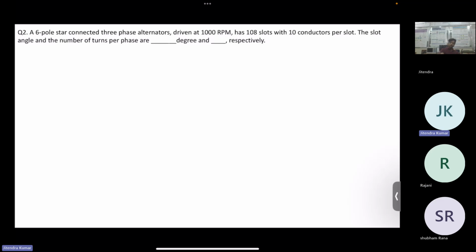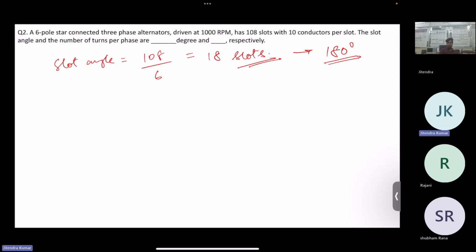So the slot angle we can easily calculate, right? We have 108 slots and 6 poles. So for one pole, how many slots will there be? 108 by 6 is 18 slots per pole, right? And that will correspond to 180 degrees. If you are going for full pitch winding, 18 slots will lead to 180 degrees electrical, right?